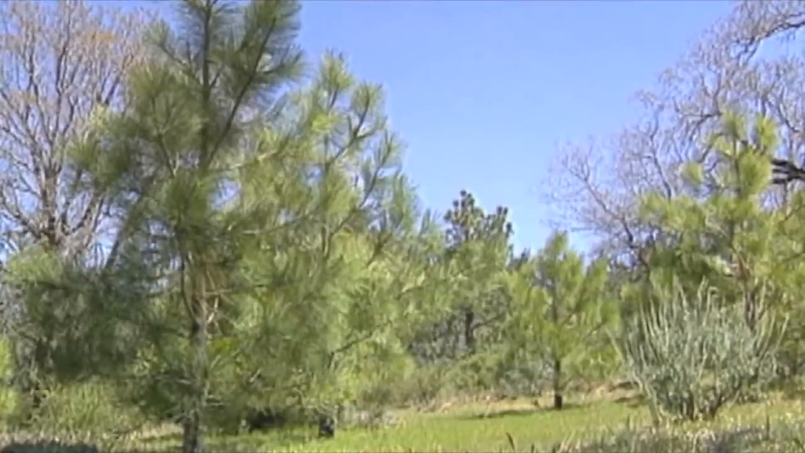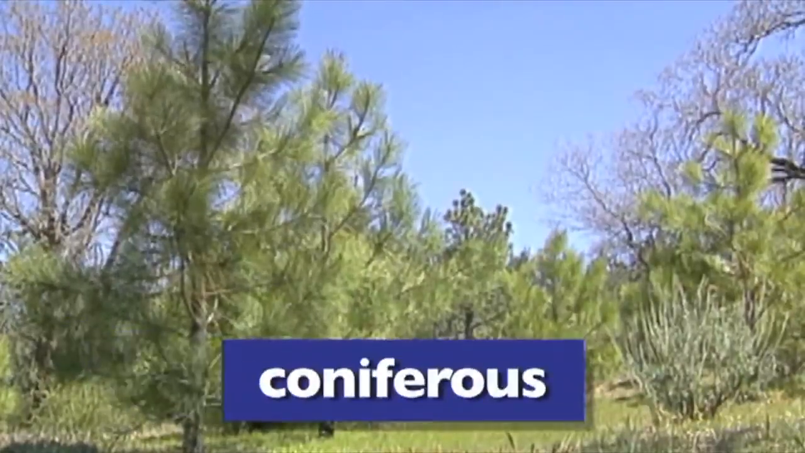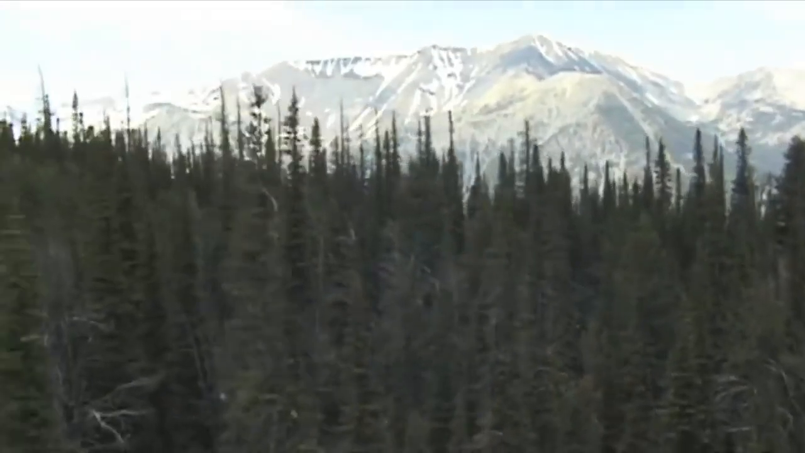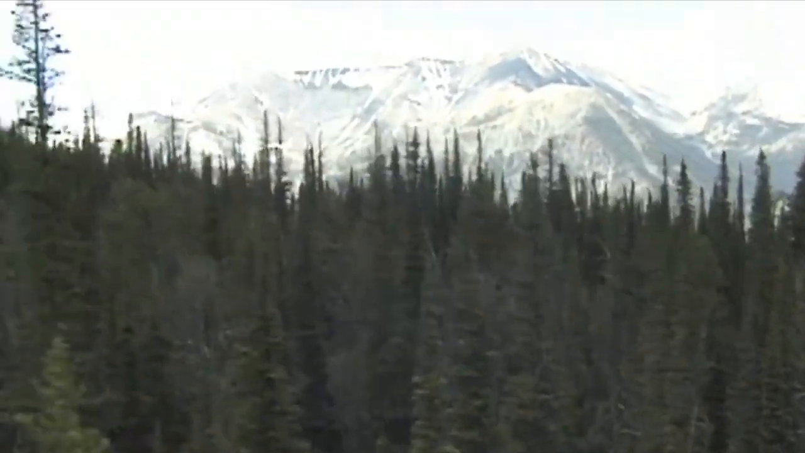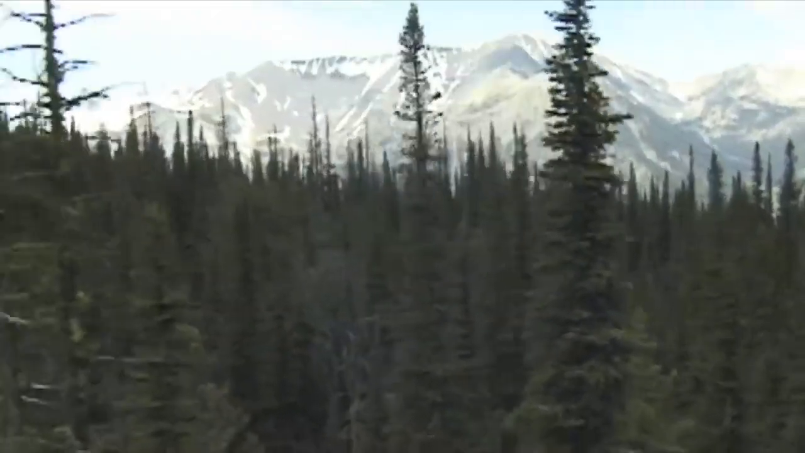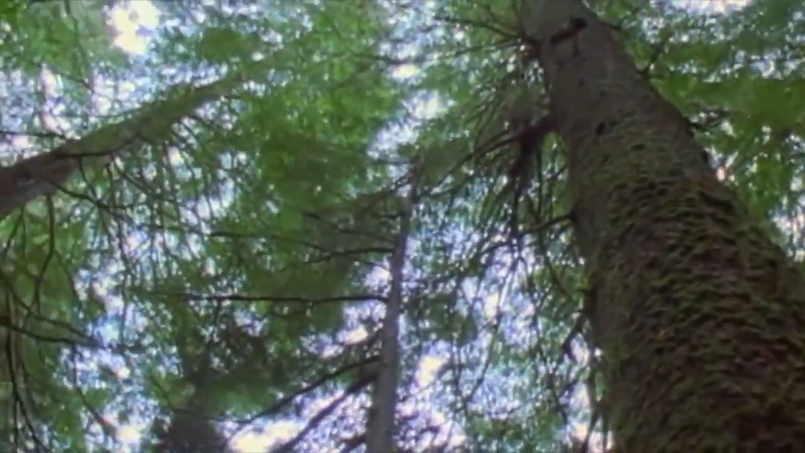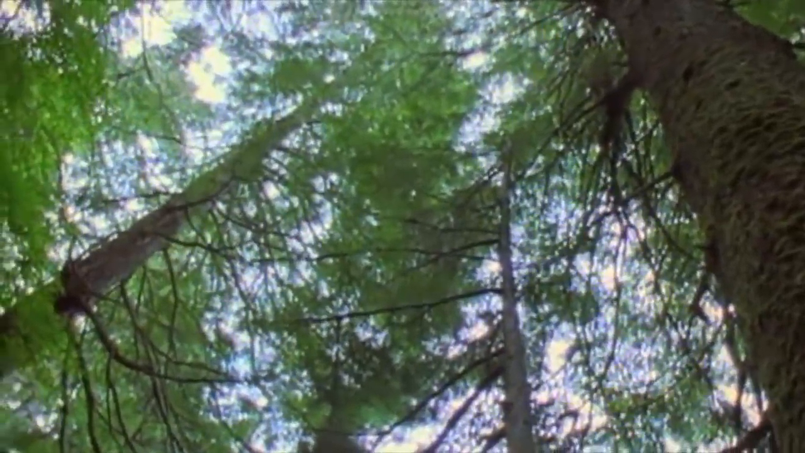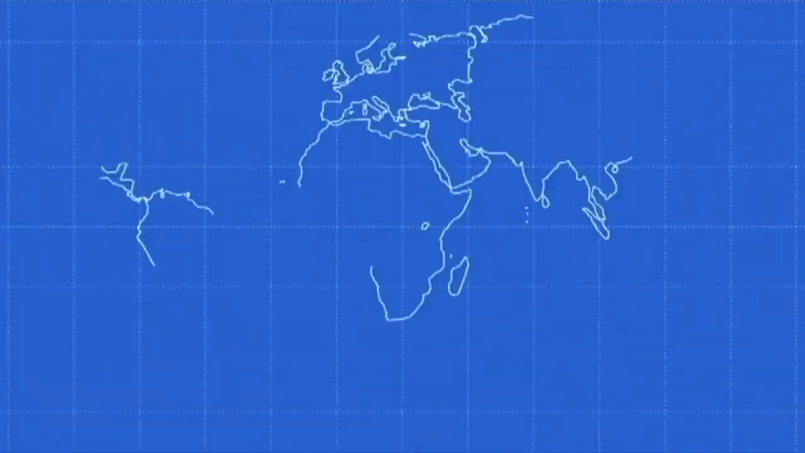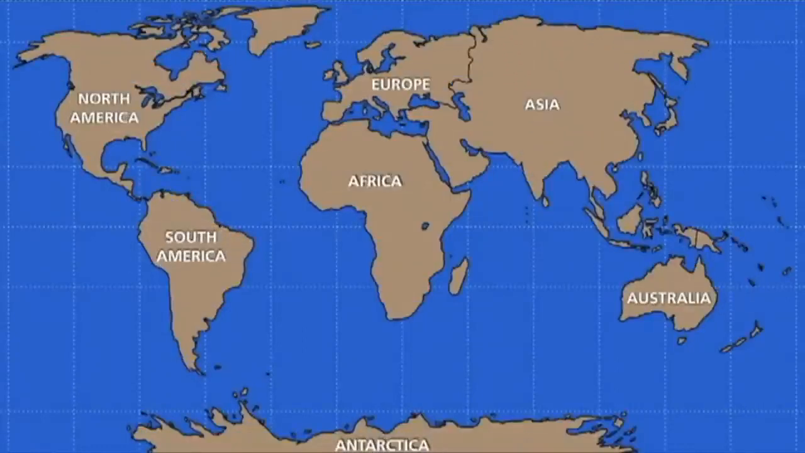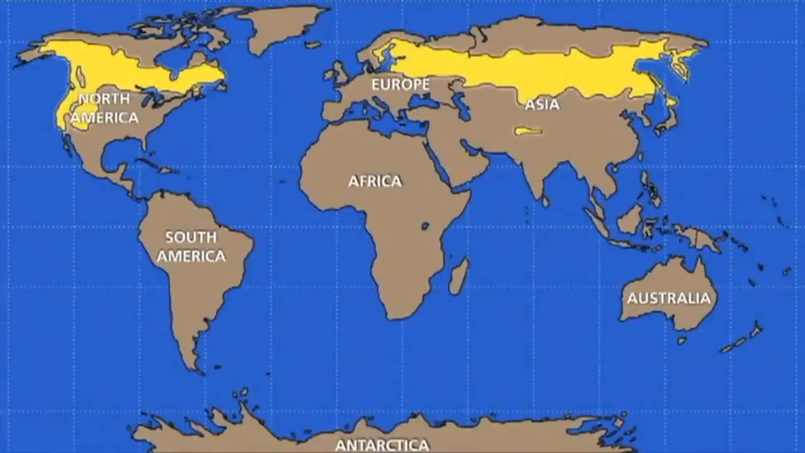Next, let's explore the forest regions of the Earth. There are different kinds of forests. The first type of forest is a coniferous forest. A coniferous forest has trees with needle-shaped leaves and cones like pine, fir, and spruce. And because they stay green all year, the trees are also known as evergreens. Coniferous forests are found in the northern regions of the world, on the North American continent, parts of northern Europe, and northern Asia.